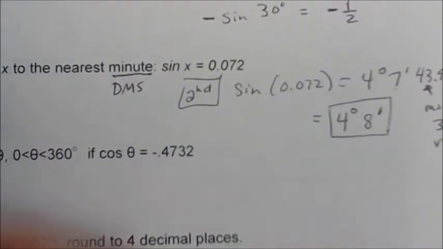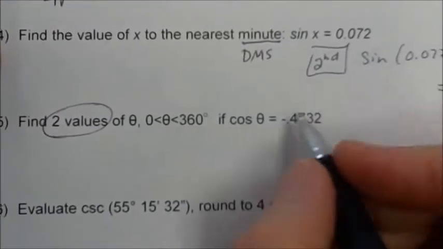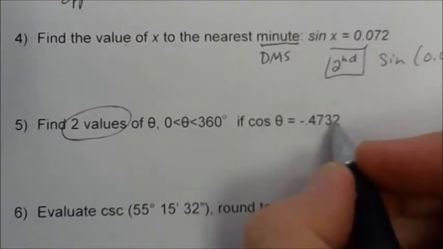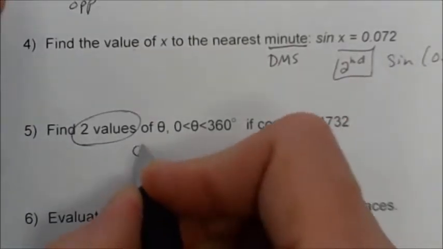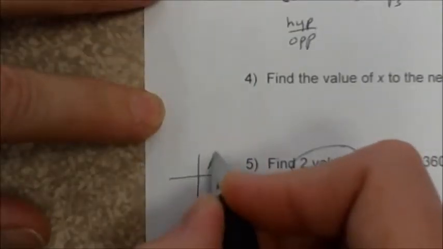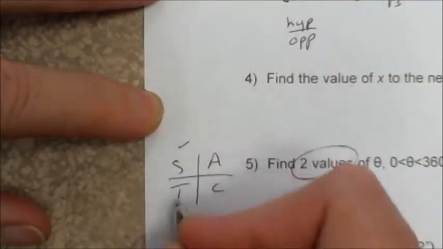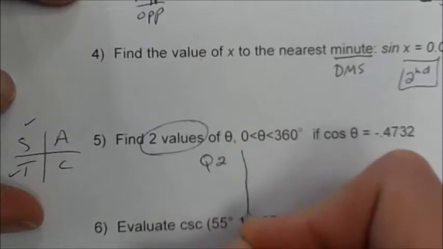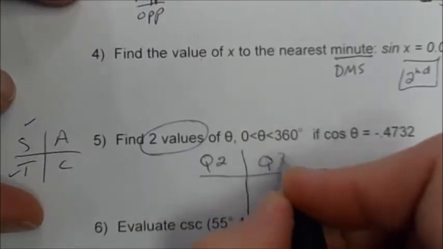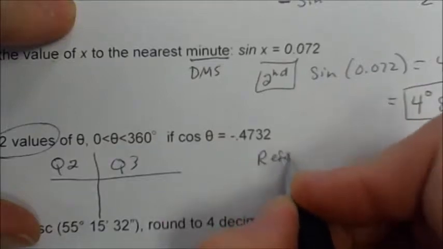The next one is: find 2 values of theta if the cosine is negative 0.4732. So if the cosine is negative, you have 2 quadrants. Remember, all students take chemistry says cosine is negative in quadrants 2 and 3. So we're going to have a quadrant 2 answer, and we're going to have a quadrant 3 answer. What we need to do is get a reference angle.